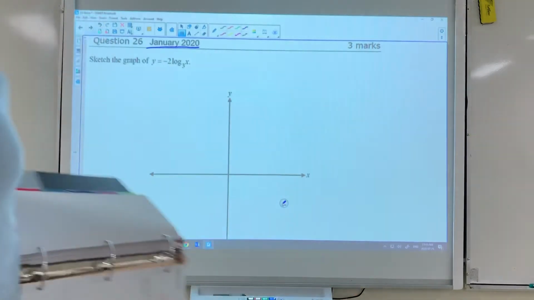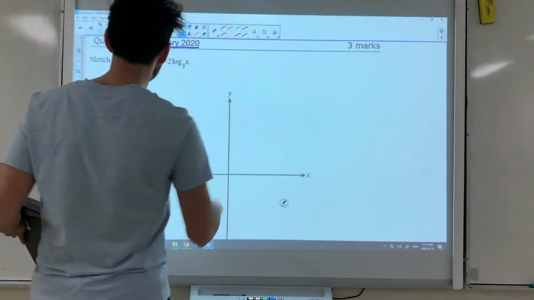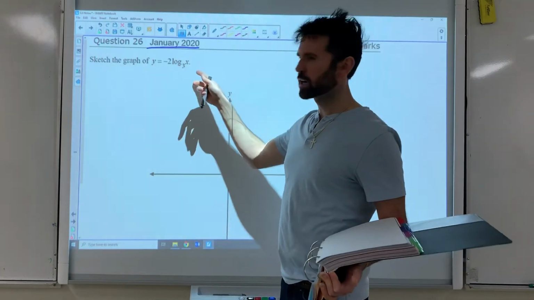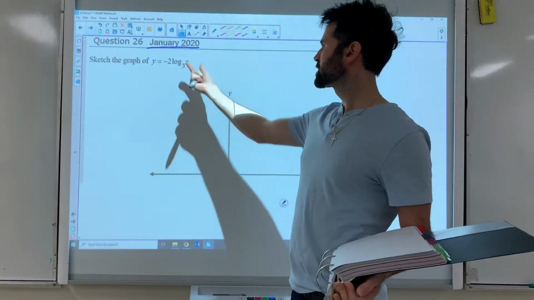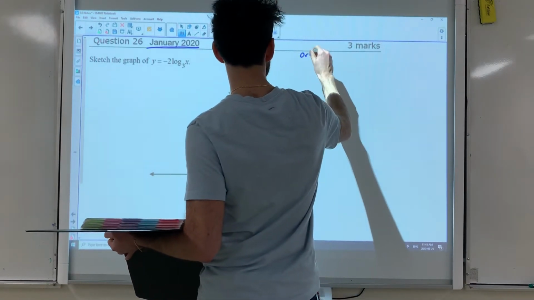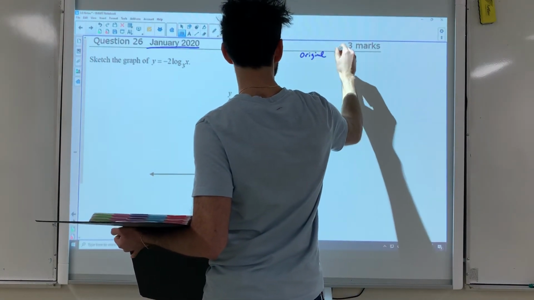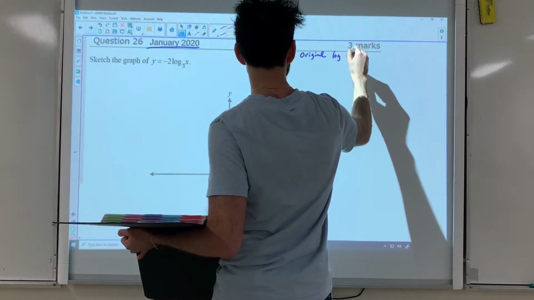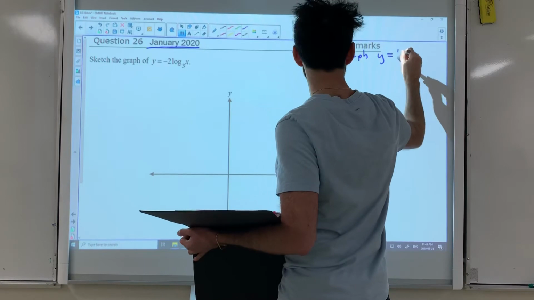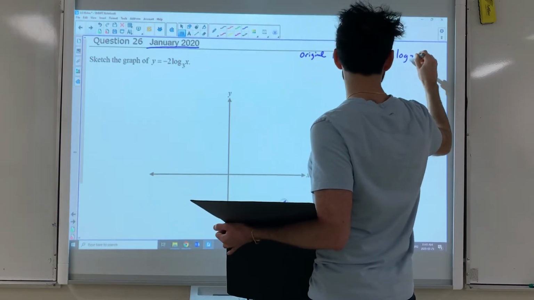So what's the best way to graph this? Well, I would say go back to basics. Anytime you have a log graph with some transformations on it, start with the original function. So the original log graph would have been y equals log base 3 of x, right?